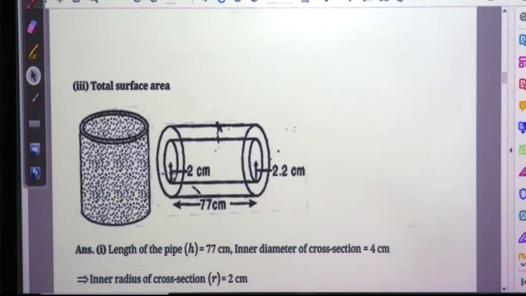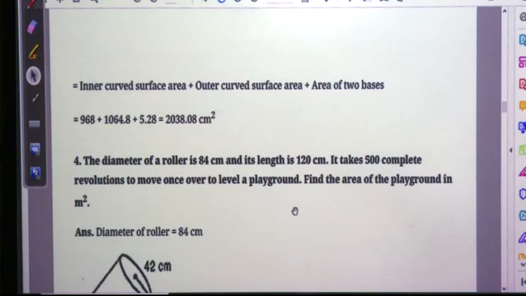We have seen this is the inner surface and this is the inner radius. It is 2 centimeter and this is the outer radius. It is 2.2 centimeter. So, what we have to find?